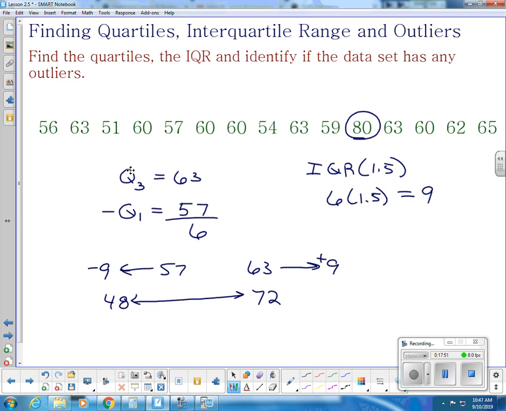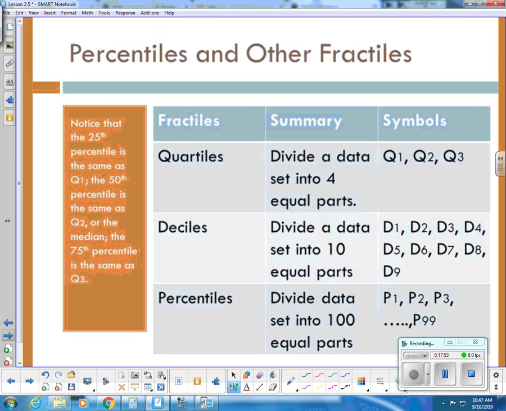Alright, let's move on. So percentiles and other fractiles. Percentiles is really the main one. Quartiles and percentiles. I don't know how many people get into the decile. You can if you want. But you're basically dividing. Quartiles divides it into 4. Percentiles are divided into 100. Deciles divides it into 10. So not a big thing, guys. We're going to talk more about percentiles on the next slide. They just want you to understand that.